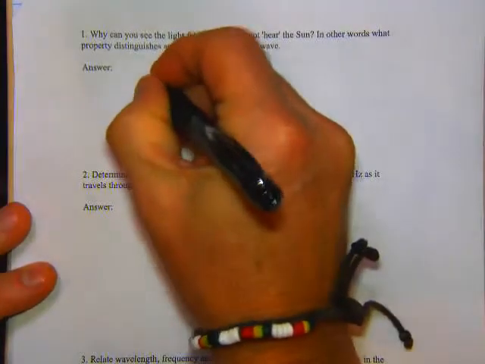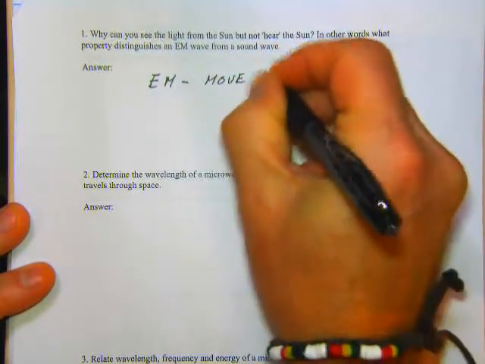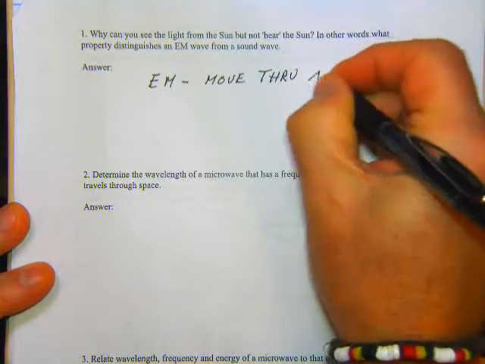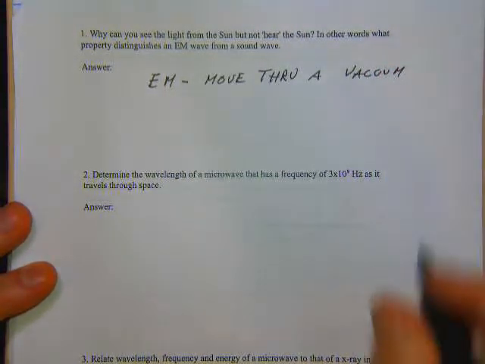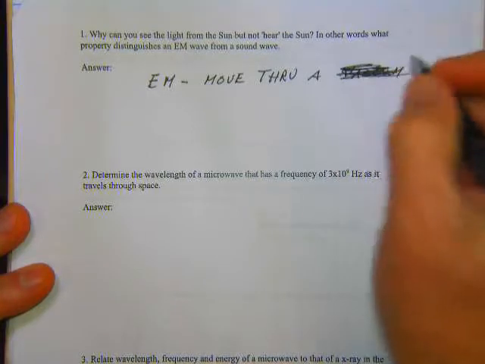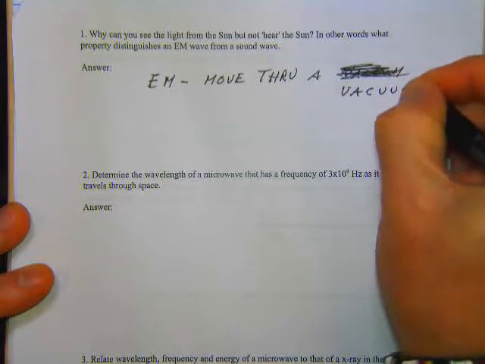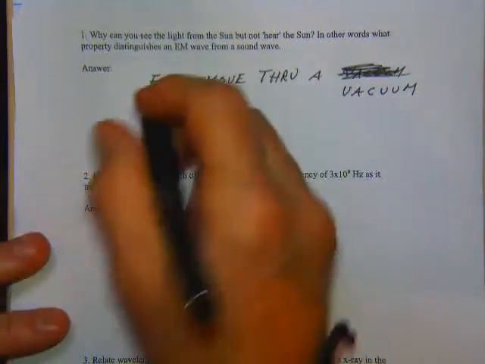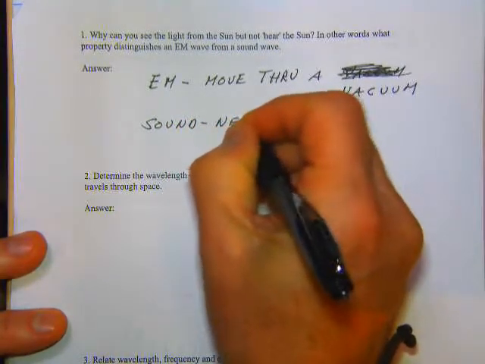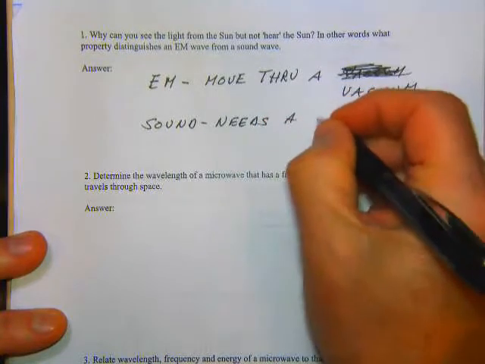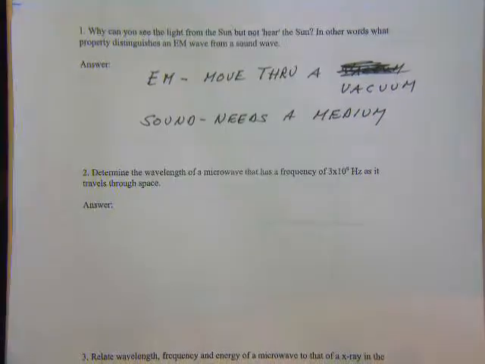First one, why can you see light from the sun, but not hear the sun? Well, an EM wave can move through a vacuum, V-A-C-U-U-M, or the emptiness of space. Sound needs a medium, or something to go through. So that's the big difference there.